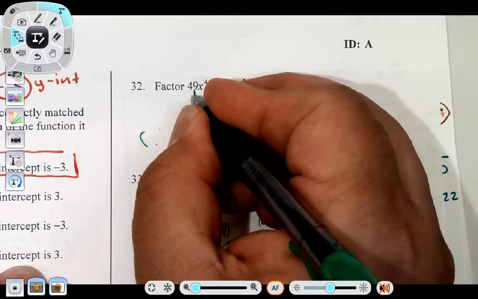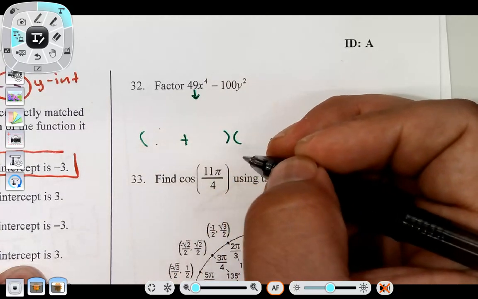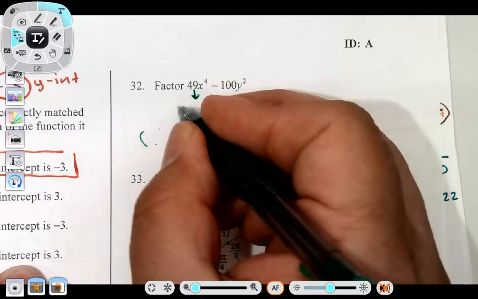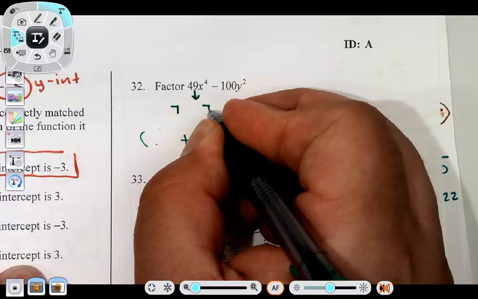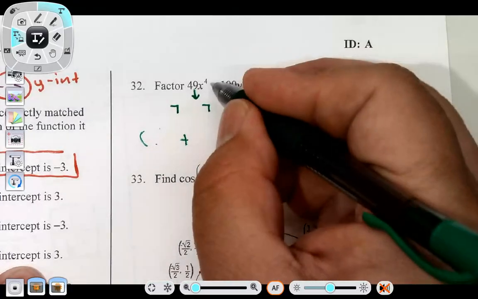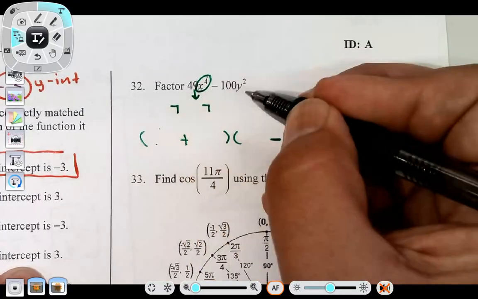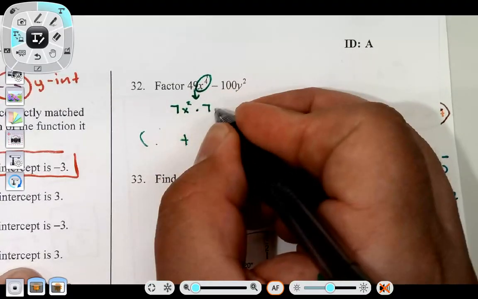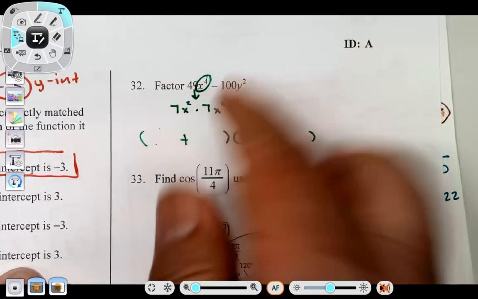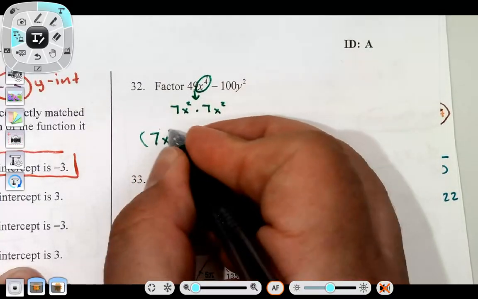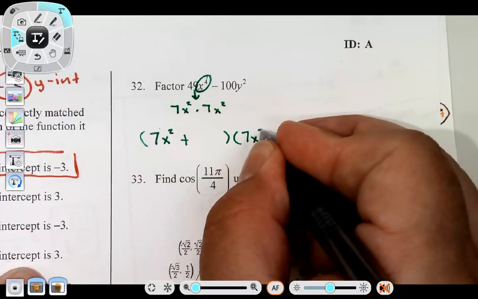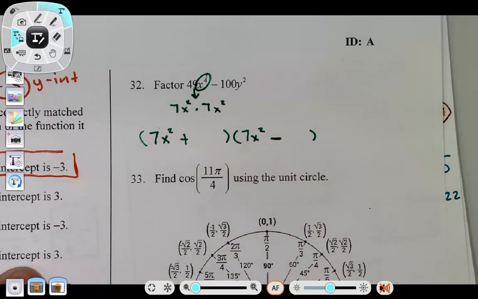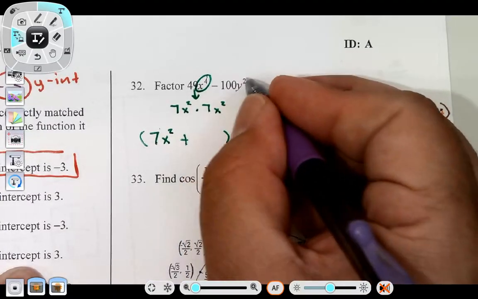Well, think about 2 numbers that multiplied to give you 49, and they have to be the same. Well, 7 and 7, that gives me 49. And if you have 4 x's, well, remember the letters, we always split them in half. And so for that first one, we have 7x squared here.